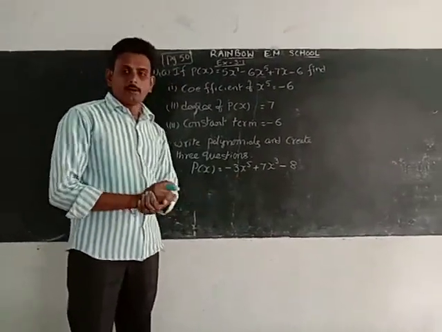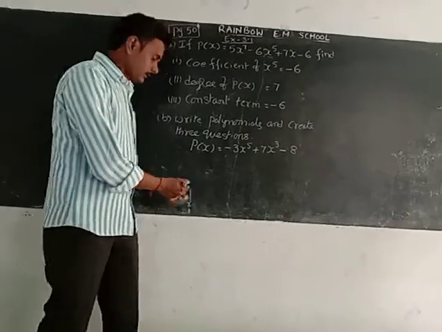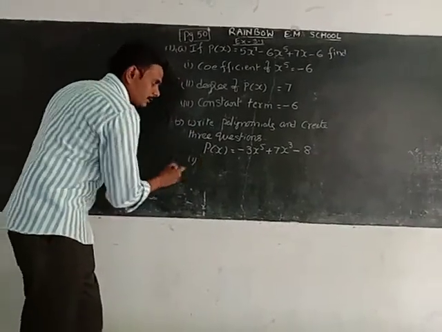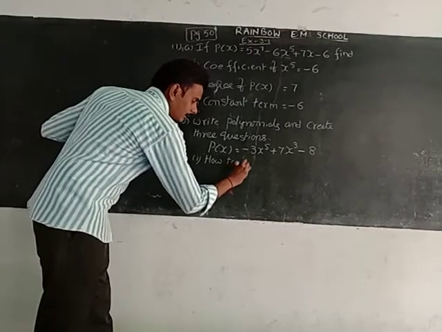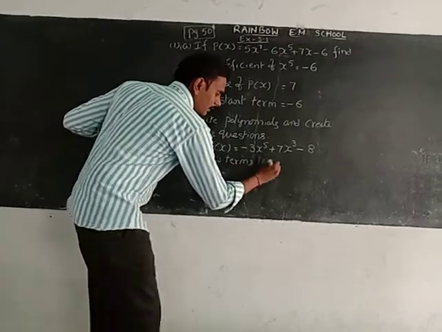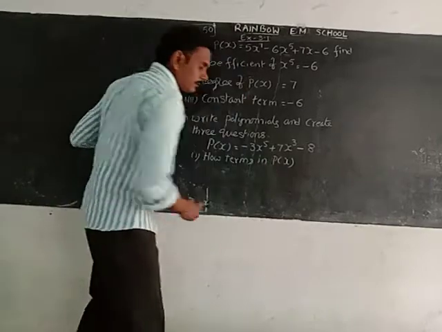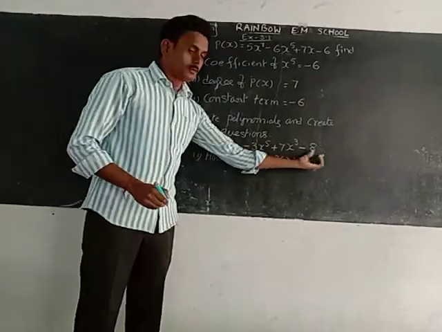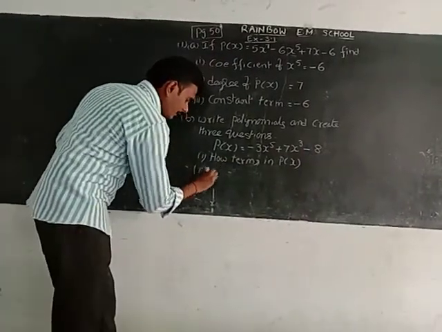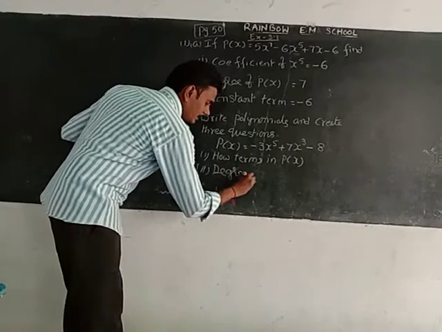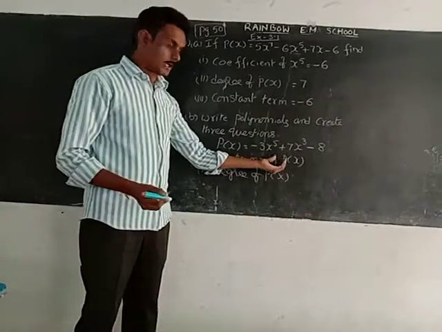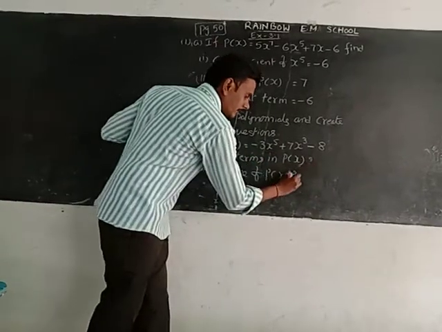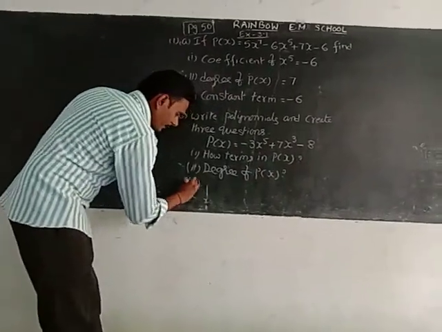For this polynomial, I want to write 3 more questions. The first question: how many terms are available? How many terms in p of x? How many terms are there? 1, 2, 3. Second question: degree of p of x. Degree of p of x we have to calculate. These are the questions; they asked us to frame 3 questions.